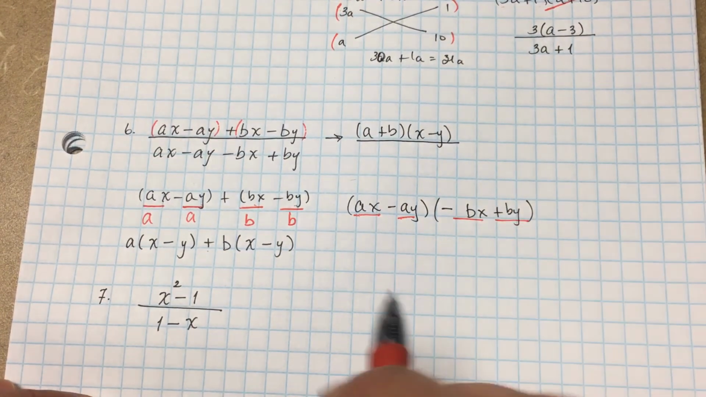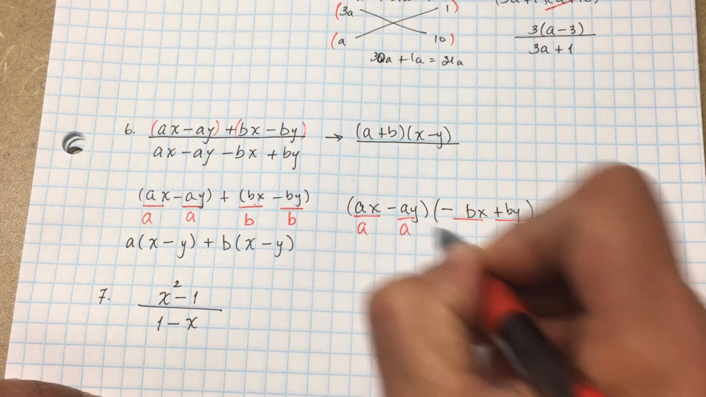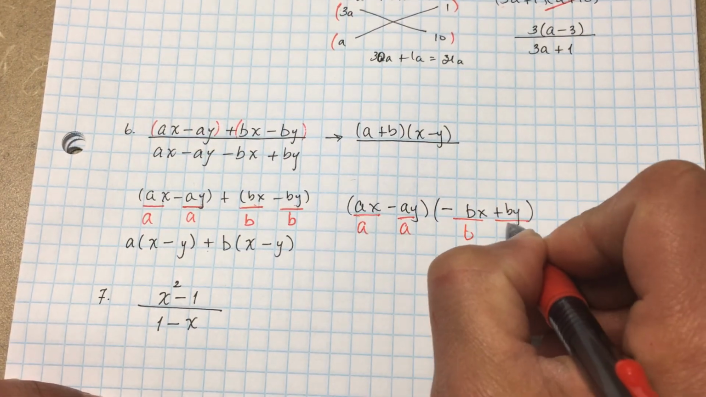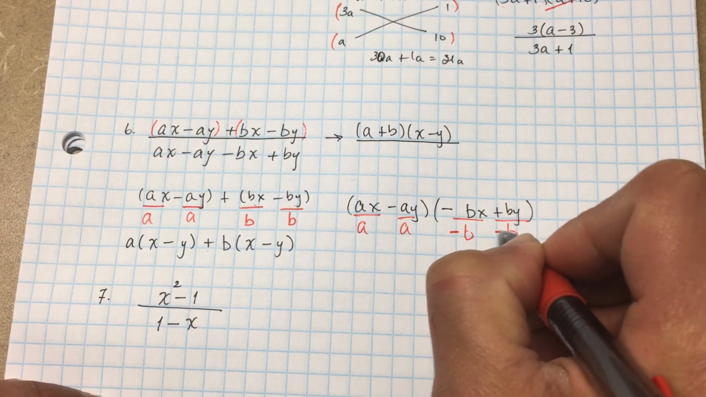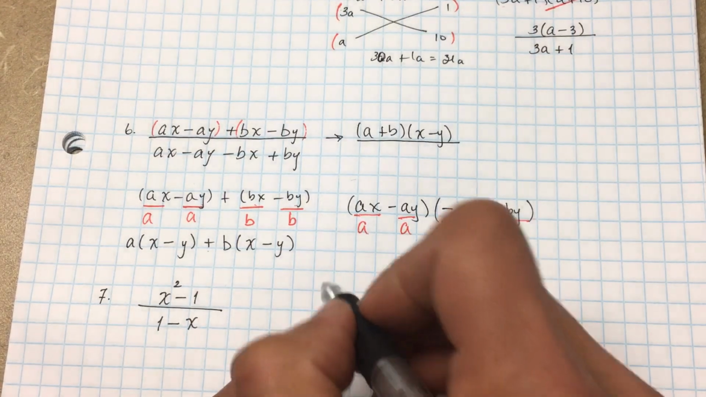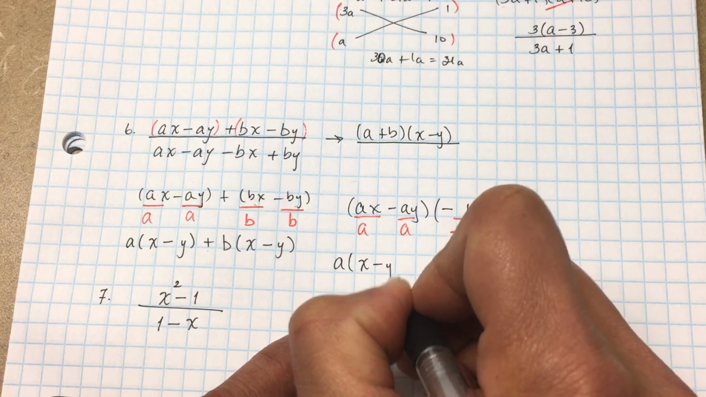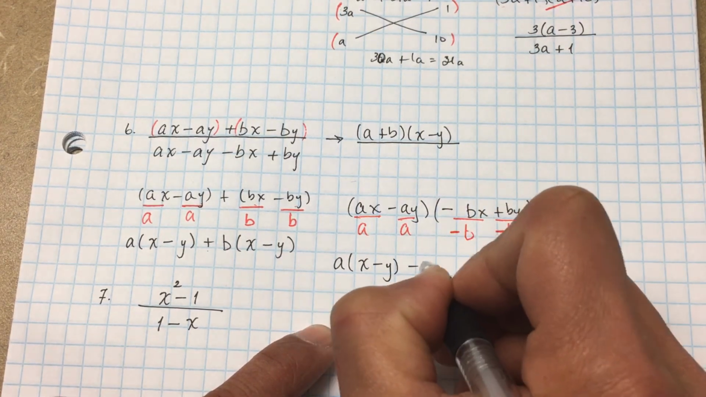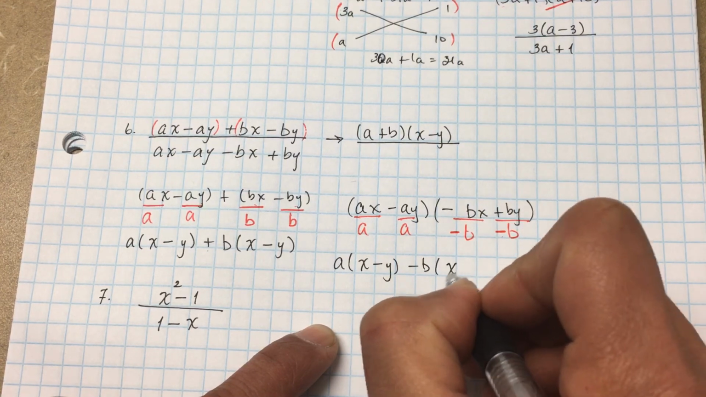Vamos acá también. What's in common? ¿Qué hay en común? The a is in common. What about over here? You also have a b, but because of that negative, I want to factor out that negative as well. Okay, so you want to factor out the negative for both. So now what happens? Well, you factor out that a, you're left with x minus y. Take out that negative b, so you're left with the negative b and the negative b simplify out.